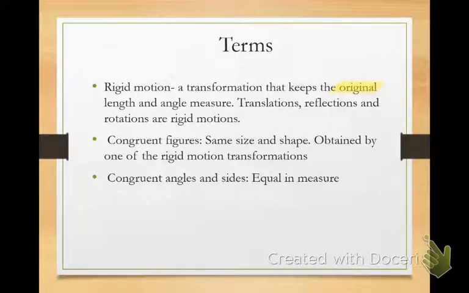So that's a lot of what we're doing today: we're going to try to find figures that are the same size and shape and figure out what kind of transformation has happened. So congruent figures have the same size and shape, and they are obtained by one of the rigid motion transformations. What does that mean? It means I did a translation or a reflection or a rotation to get my congruent figures. And then just remember, congruent angles and sides have the same measurement, equal in measure.